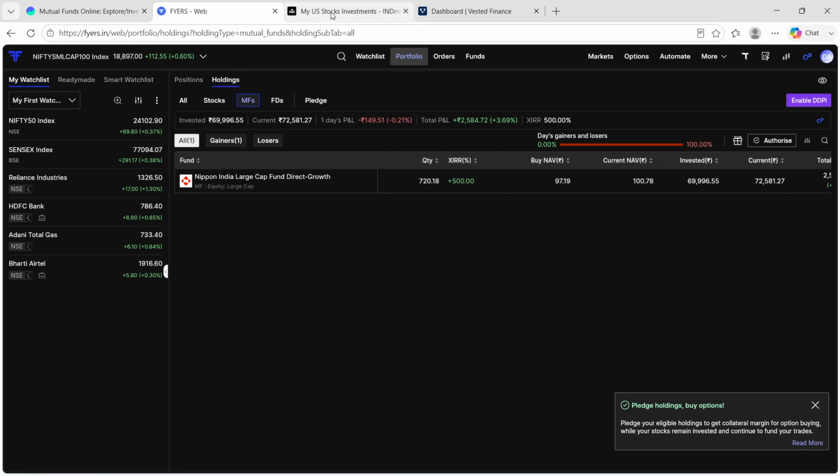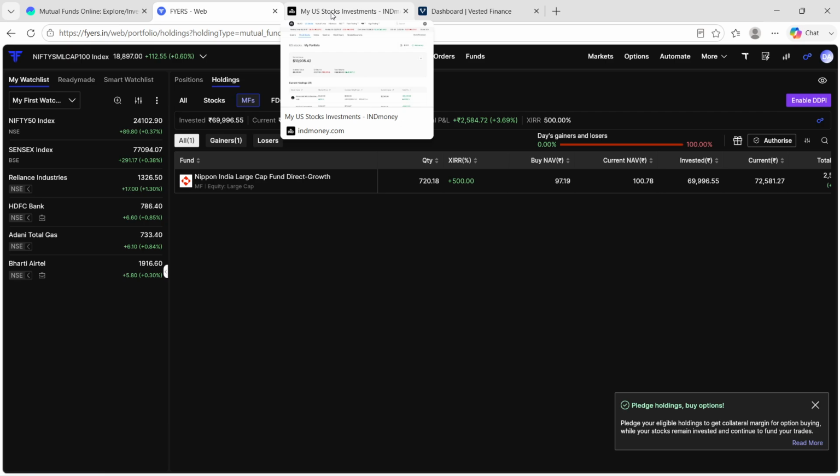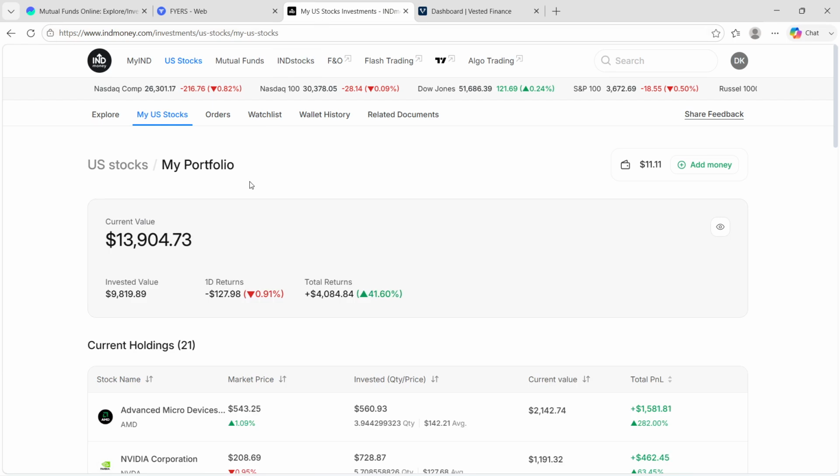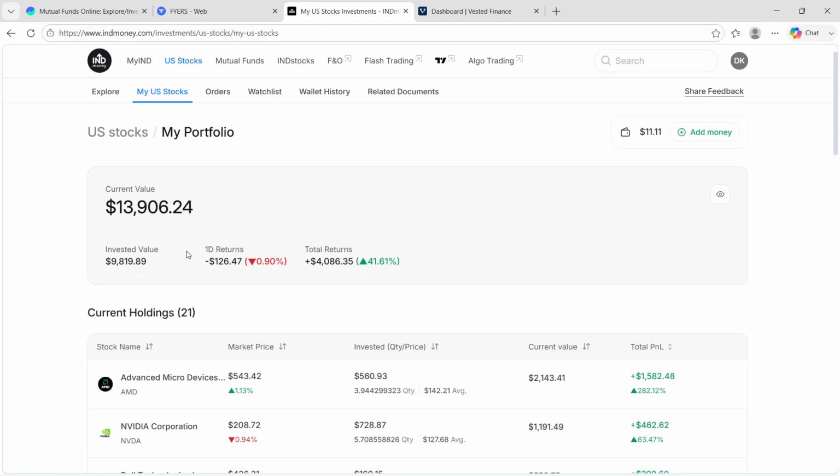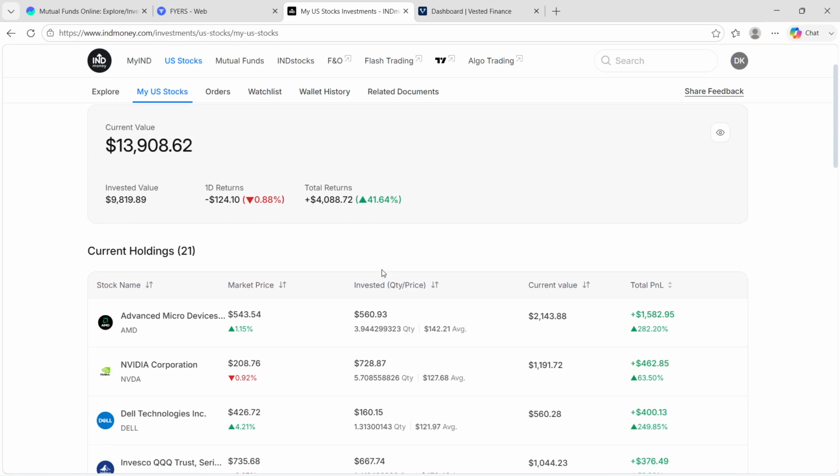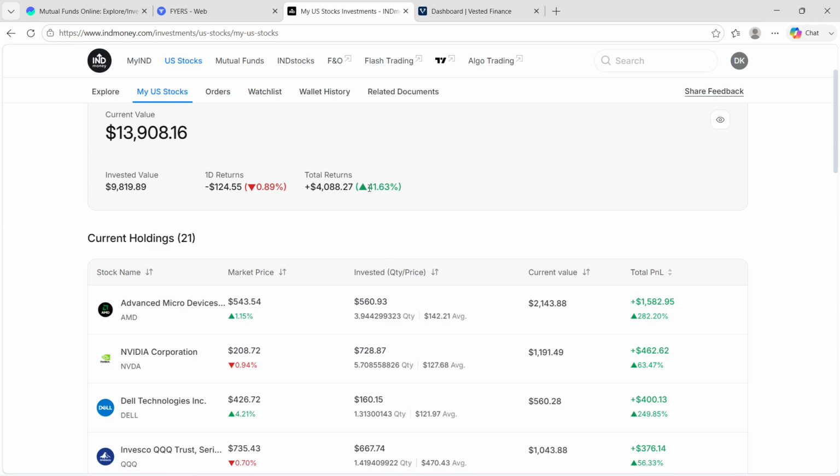Coming to US stock investment, I use two accounts for that. The first one is INDmoney. Here you can see the investment value of the US investment, this is the current value, and now the market is, you can see, the one day return and total return. The US stocks investment is the one which is having more profit.